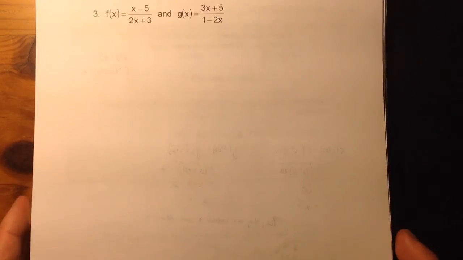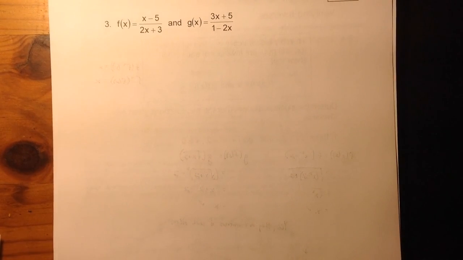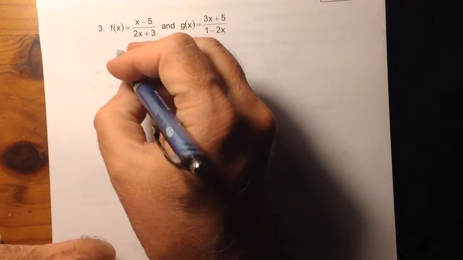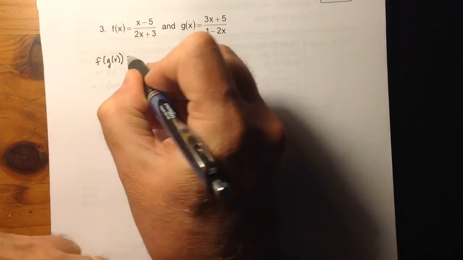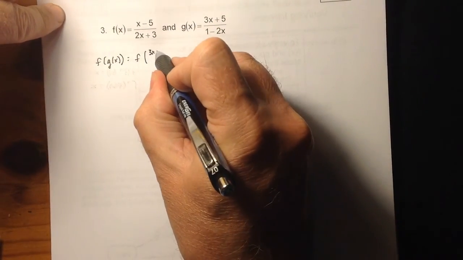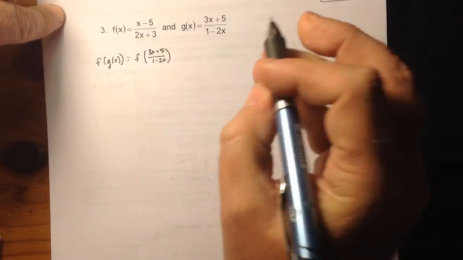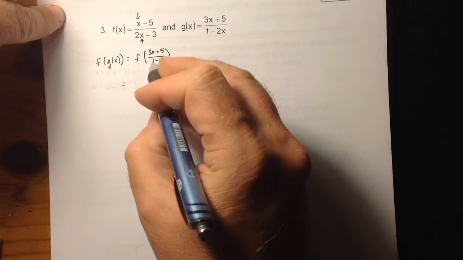One more example on the back. And again, we have rationals here. Rationals are a little tougher, but we can do it. Okay. So we'll start with f of g of x, and that is f of 3x plus 5 over 1 minus 2x. So I'm going to plug into this x, I'm going to plug into that x.